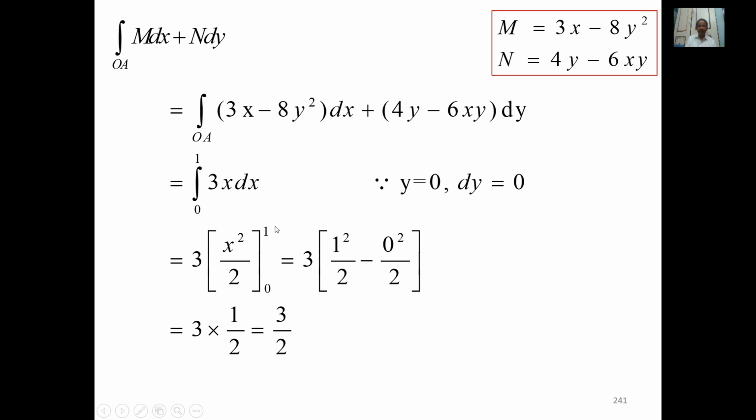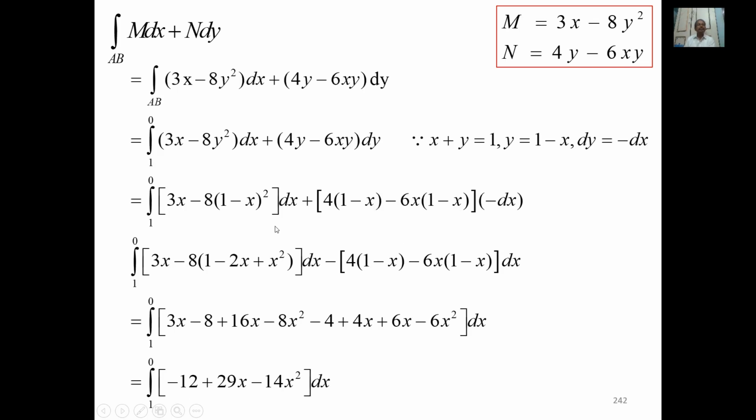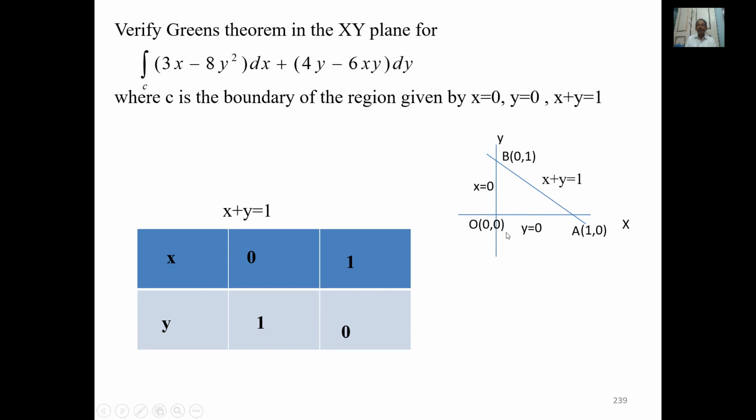Now we'll go for the second integral, M dx plus N dy. Here the limits are 1 to 0.